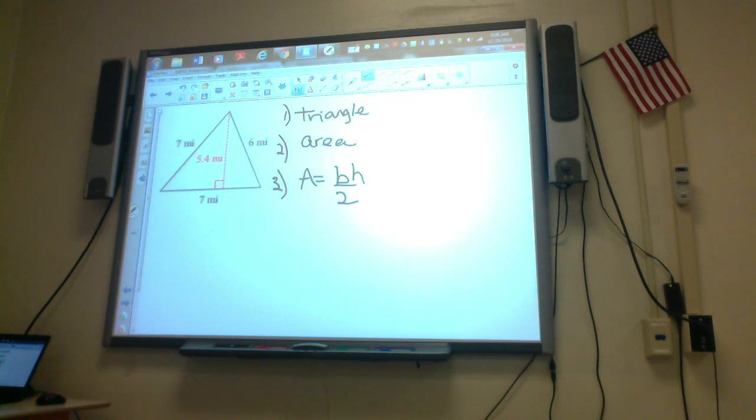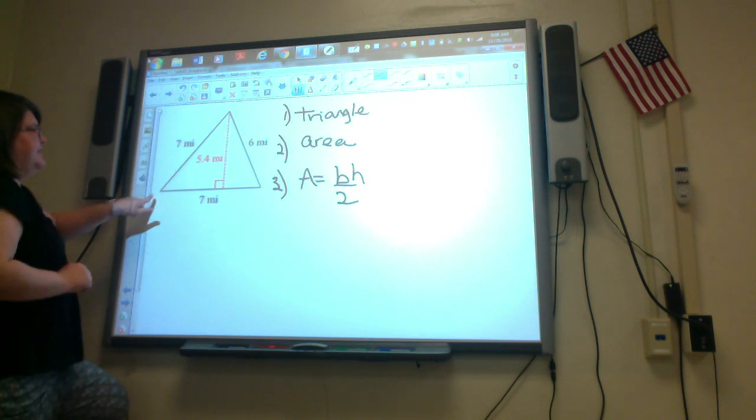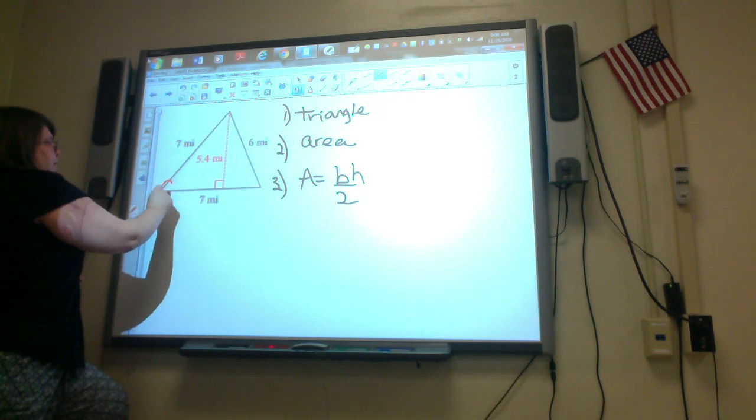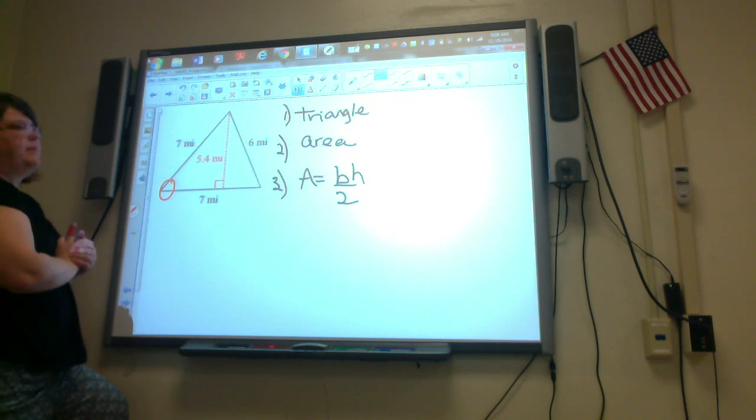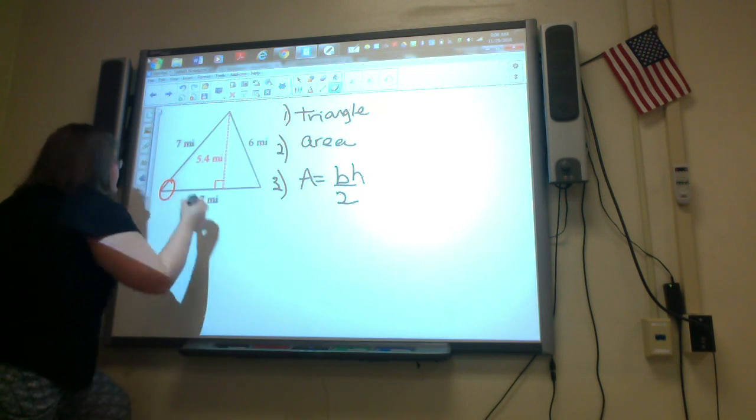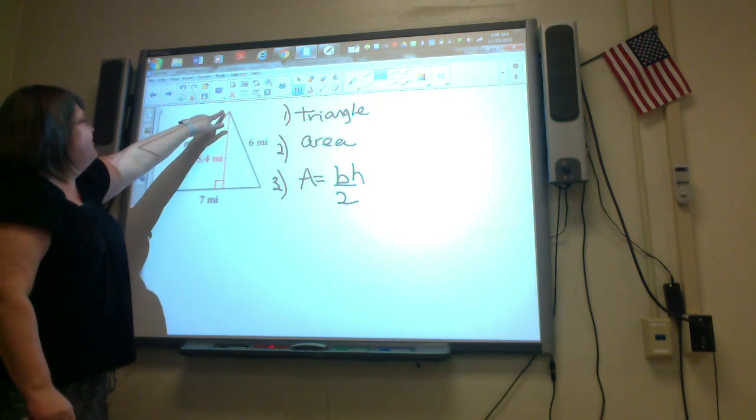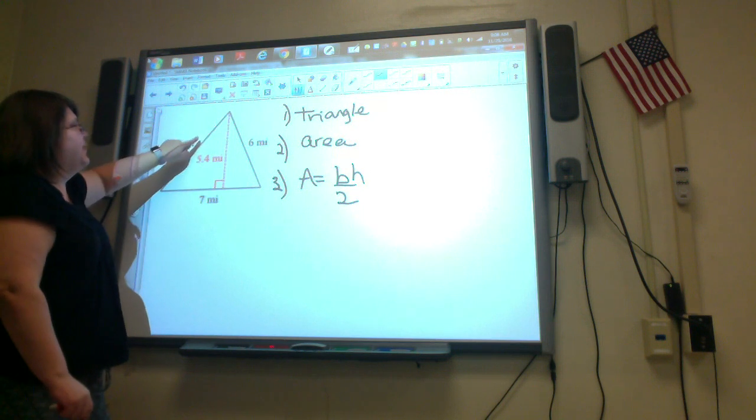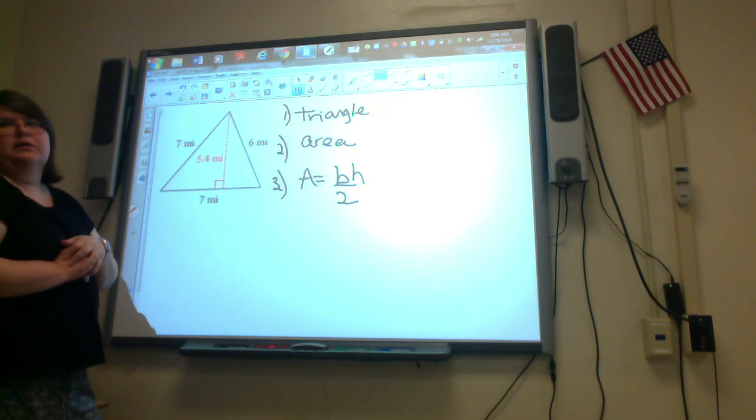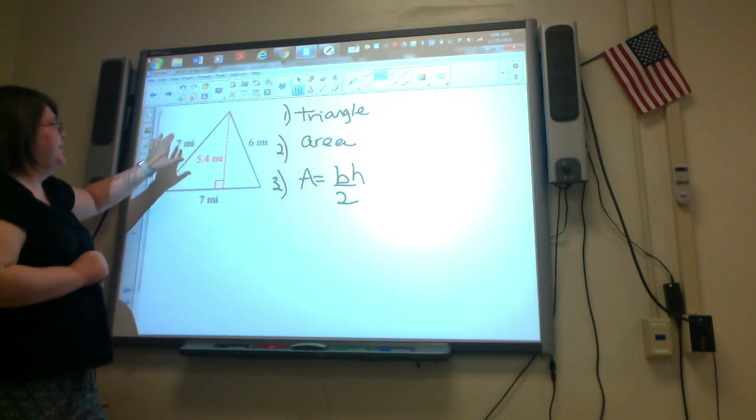So we have to go back to that. For it to be a height, it must make a right angle. So we're going to go back and look. Where this 7 and this 7 meet, is this a right angle? No. So we know it can't be that. All right, so let's go here. Where the 7 and the 5.4 meet, up here, does that make a right angle? No. So it can't be those 2.